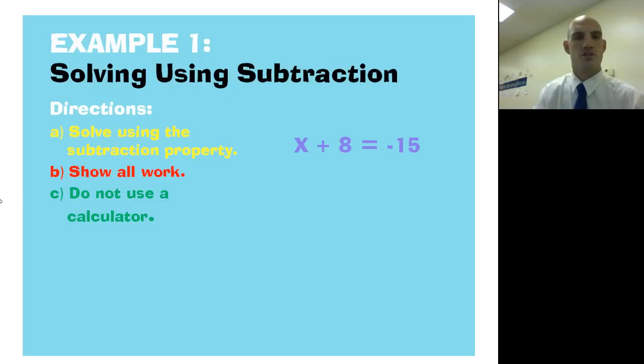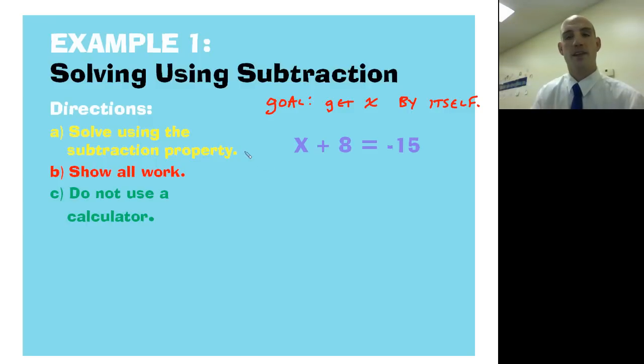Let's look at one. Let's try one. Solve using the subtraction property, show all work, do not use a calculator. And so in this case, let's solve this together. x plus 8 equals negative 15. I want to get x by itself. That's my goal. Get x by itself.